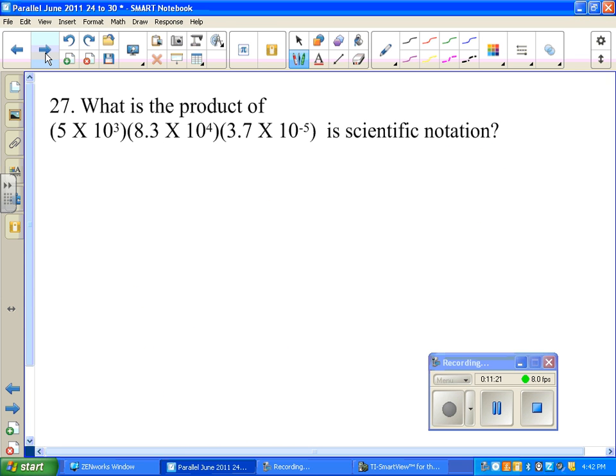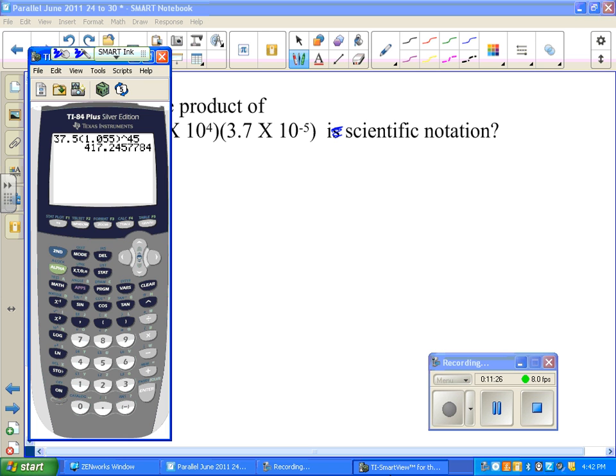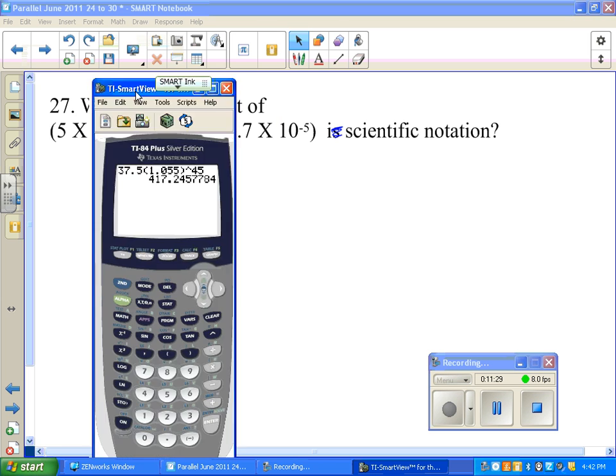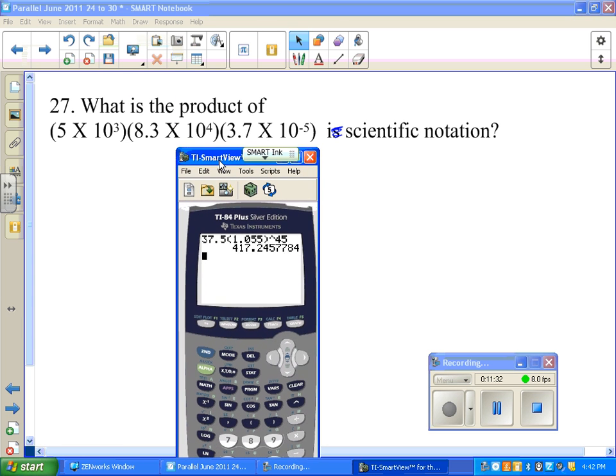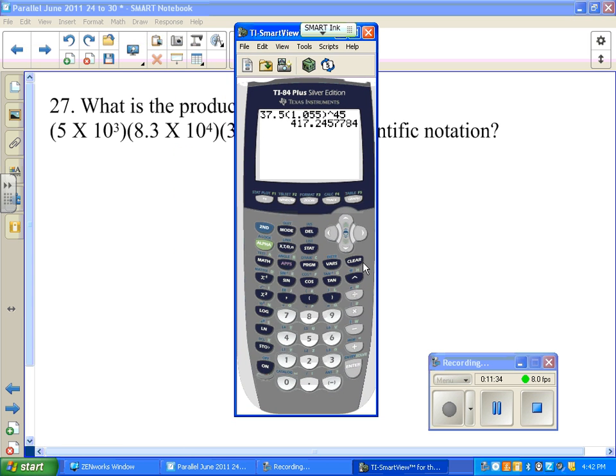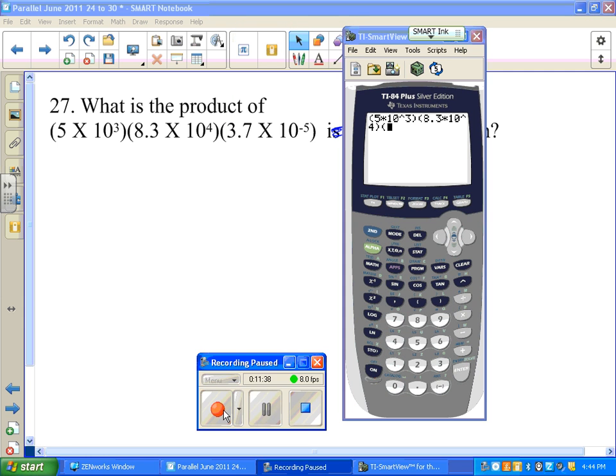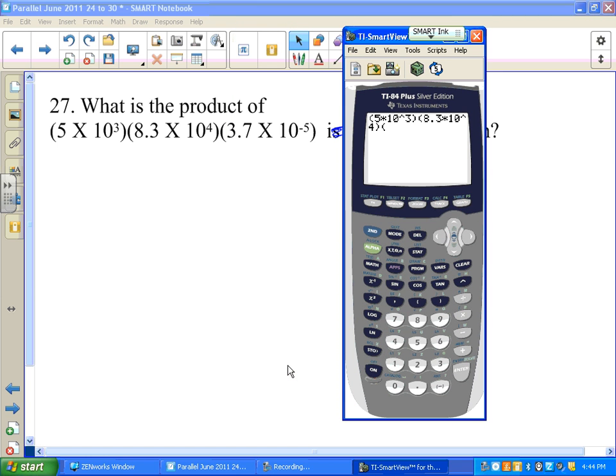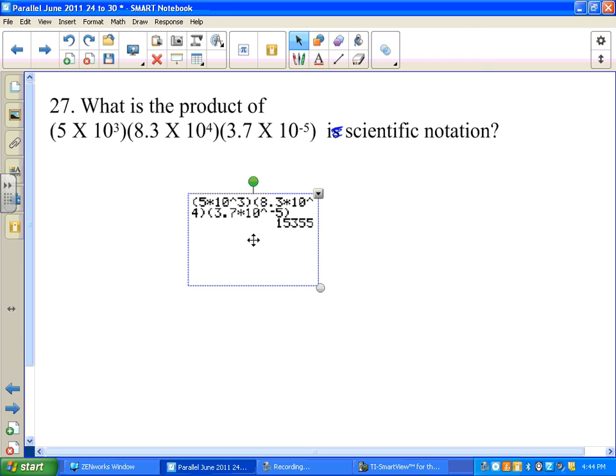What's the product of these numbers? I should say in scientific notation. Get out your calculator. Type it in exactly the way it looks. So this last one is what I'm going to type in with you, is 3.7 times 10, exponent key is right there, negative 5. Please don't use the minus key. We hit equals. We get that.